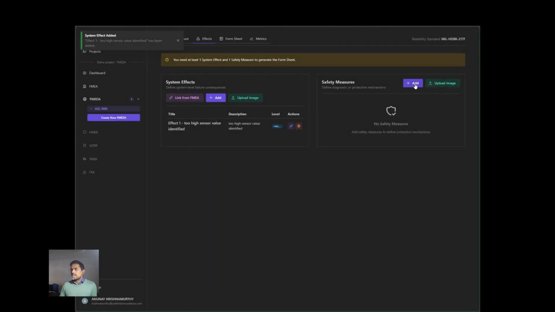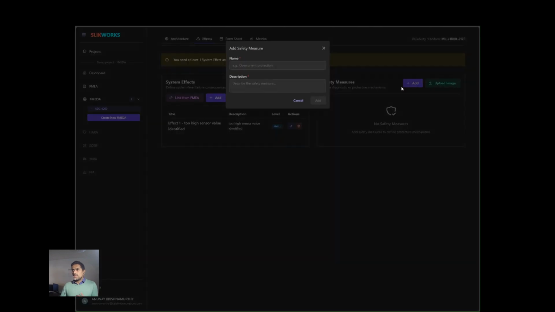And as far as safety mechanisms go, same thing: they can be manually added, or added from an image. We're going to take a simple example and add them manually. We're going to add two mechanisms over here. SM1, which is an ADC startup test, where during startup you give a known analog voltage and you see what the digital value is.